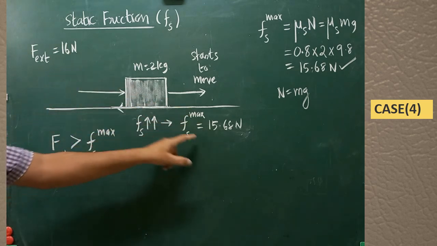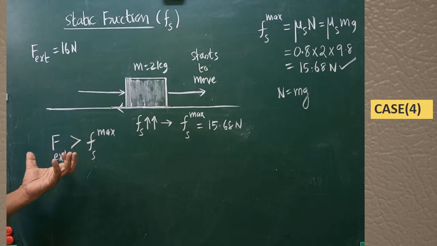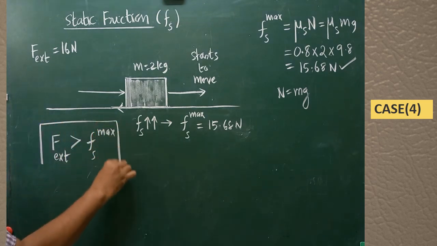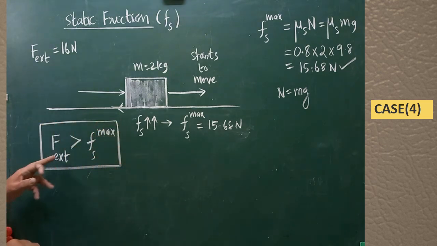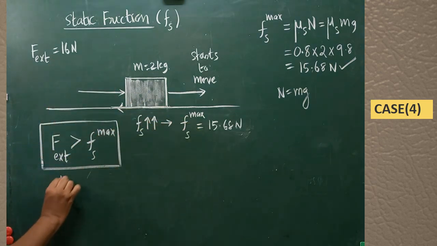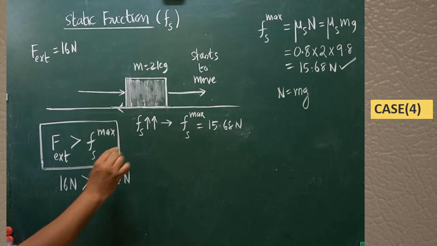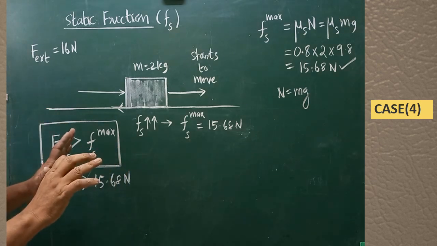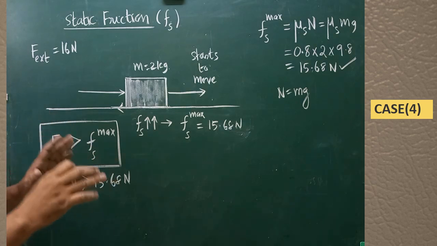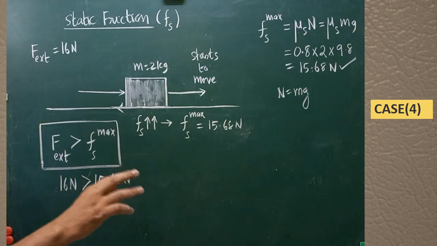Now you compare both. F external is greater than Fs max. Because of that, what happens? The body starts to move. So this is the condition for moving the object. Are you clear? Very important one. When F external is greater than Fs max, the body starts to move. Compare these values: 16 Newton is greater than 15.68. So whenever you apply any force on any object kept on the floor, if it starts moving, you can immediately conclude that the force you have applied is greater than Fs max. Only then can the body be moved.